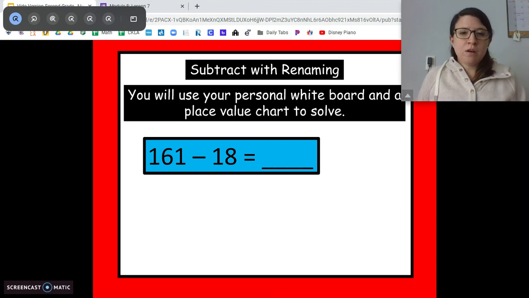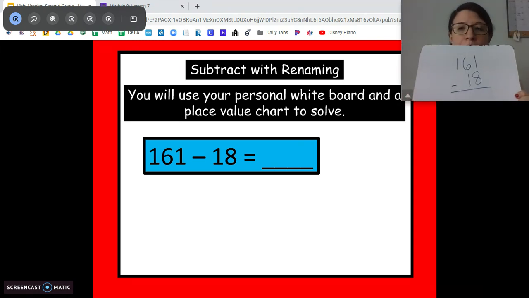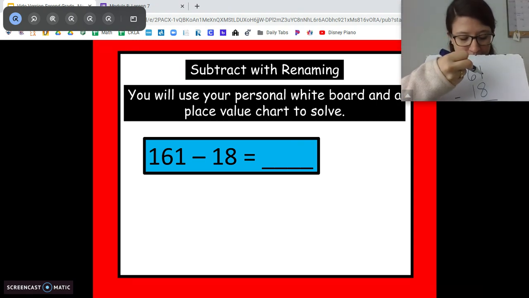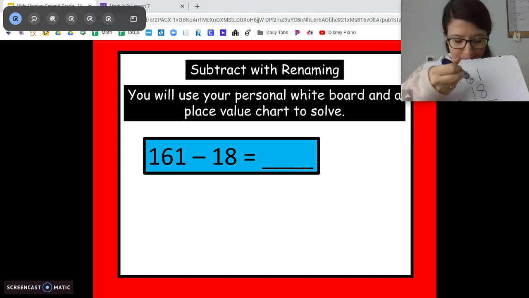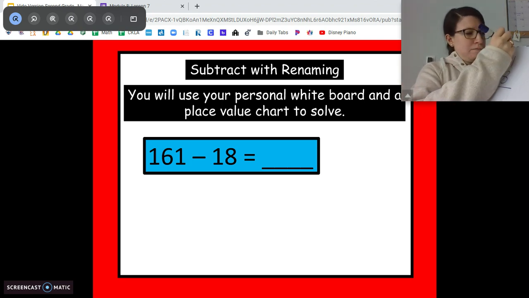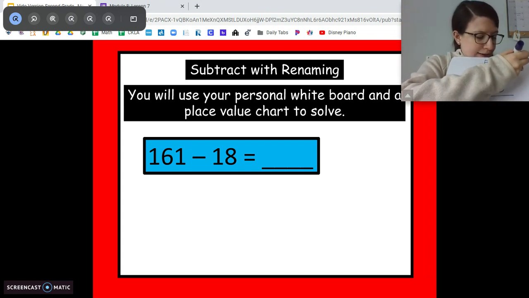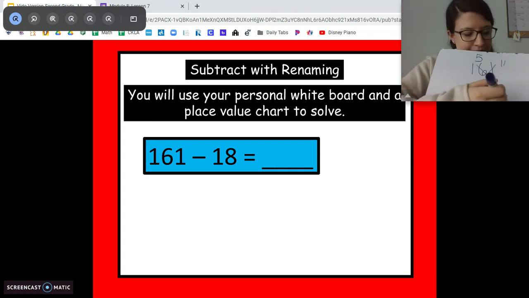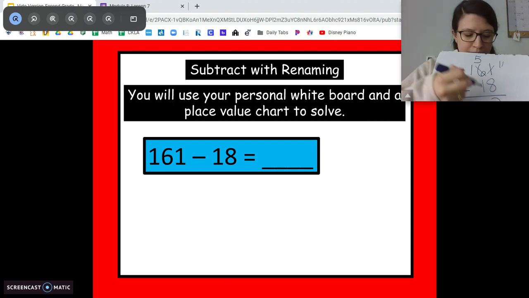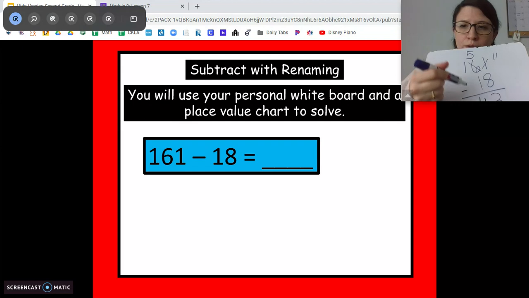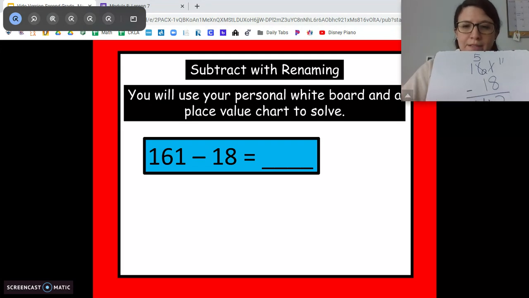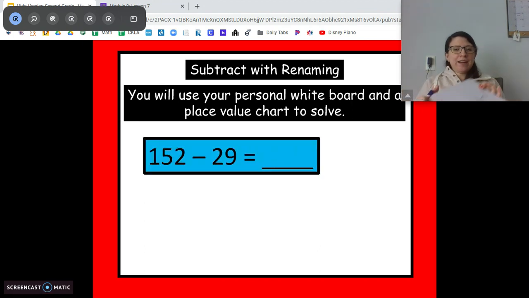Ready? Okay, so I like solving with the vertical method. The first thing I'm noticing is that I can't take 8 away from 1, so I'm going to have to borrow from my tens place. I'm going to take a 10 away, add 10 here. 11 minus 8 is going to give me 3. 5 minus 1 is going to give me 4. 100, and there's nothing there. It just comes down. So we get 143. Awesome job. All right, let's try another one.